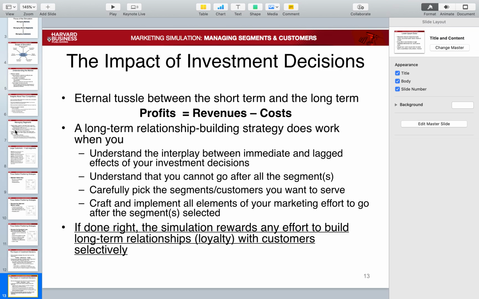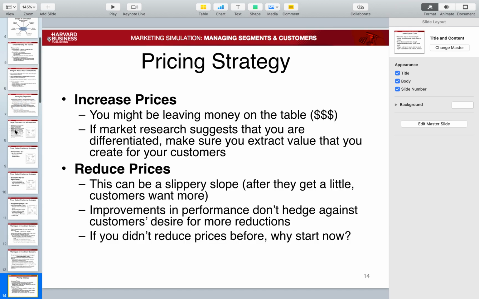Okay, all of that is important. Notice this underline here in this slide. If done right, the simulation rewards any effort to build long-term relationships with customers selectively. So if you find a customer segment that you can please and service the way that they want it, you'll be rewarded long-term for that. So keep that in mind. Okay. Again, reminder that you need to be selective. You can't win all the markets. I've tried many times. I've had lots of students try. It's a lot of fun to try, but in the end, it's very hard to be successful across all segments.